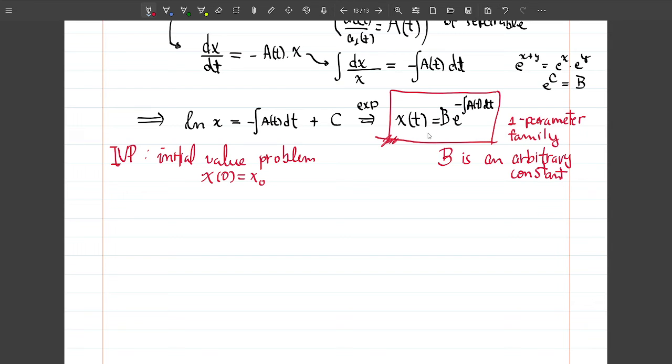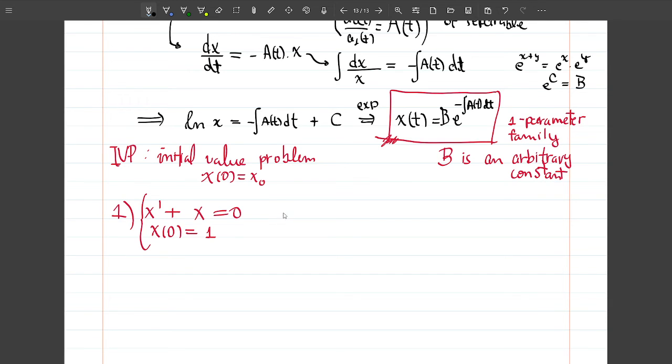So basically that's how we solve this equation. I can put some examples here. Example 1: let's take x prime plus x equals 0, and let's say that our initial condition is x(0) equal to 1. So we can solve this initial value problem.